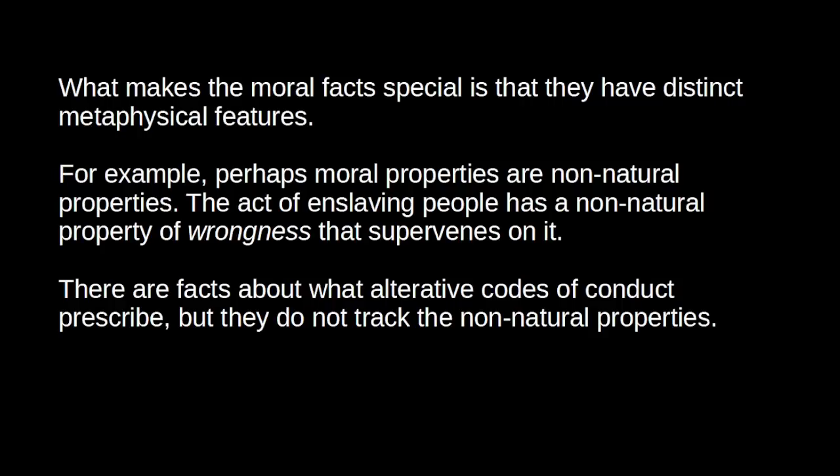Some philosophers argue that moral properties are non-natural properties. It is a non-natural fact that slavery is wrong. The act of enslaving people has this special kind of non-natural property that supervenes on it that makes it wrong. And although there are, of course, facts about what alternative codes of conduct will prescribe, these alternative codes of conduct fail to track the non-natural properties. Kawall gives the analogy that the moral facts have supervening halos, while the facts about what the alternative systems prescribe, the schmoral facts and other types of facts, don't have the halos.